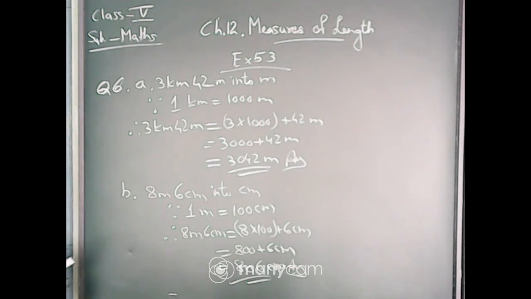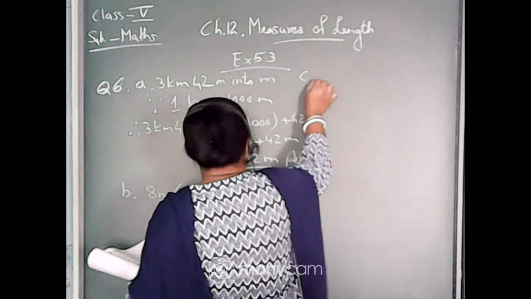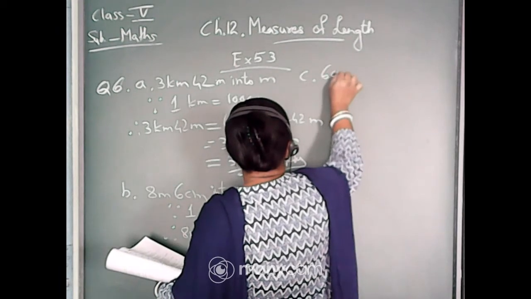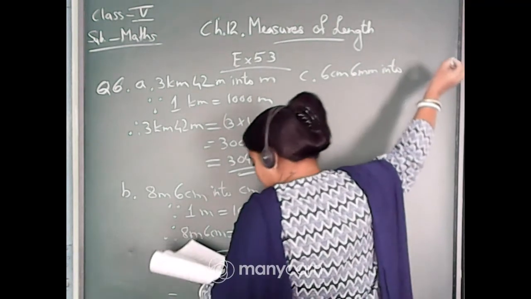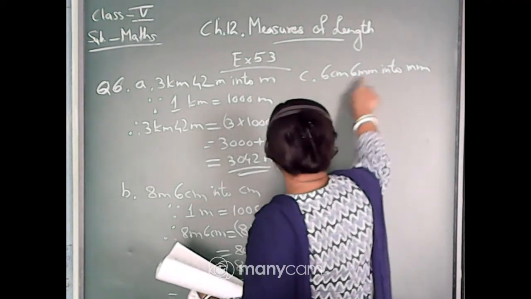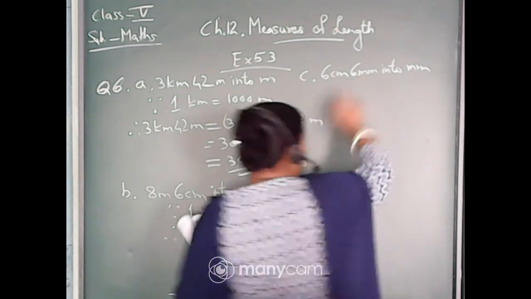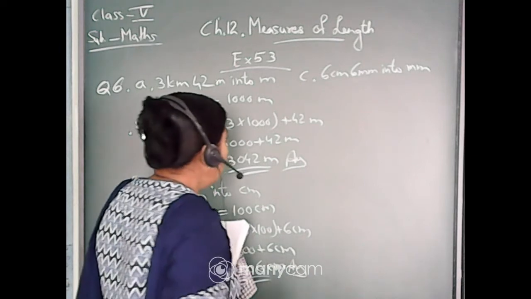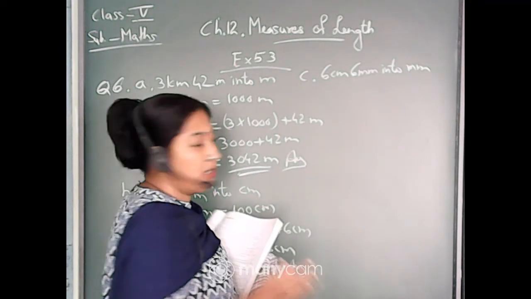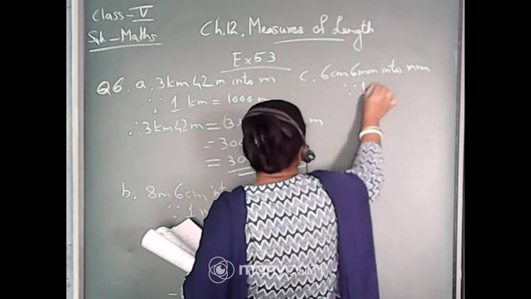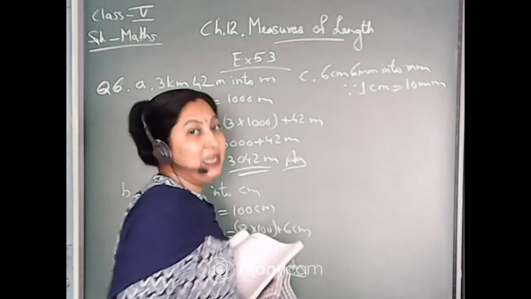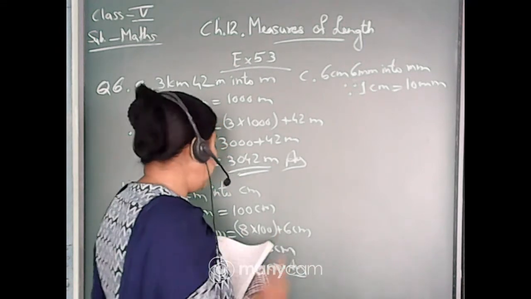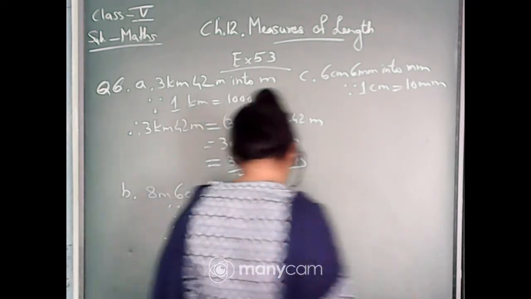Now let us do number C. Number C is 6 centimeter, 6 millimeter, and you have to convert into millimeter. This one is millimeter, this one is centimeter. That means only the 6 centimeter you will change and add with 6 millimeter. Only one unit, centimeter, is to be changed into millimeter. Since 1 centimeter is equal to 10 millimeter, because just after centimeter we have the millimeter, the lower unit, isn't it?